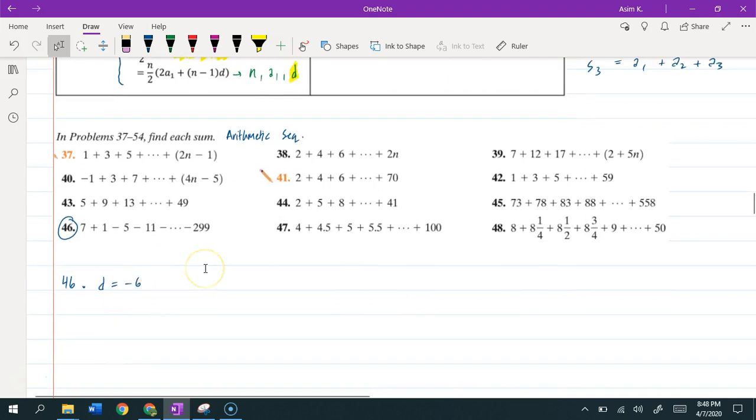But I know a little bit more. I know that the first term is actually 7, so a sub 1 is equal to 7. We also know that the last term in this sequence is going to be negative 299. Now, if you've been following along, you're going to notice that there's a problem here. What's the problem? I don't know what term number that is.